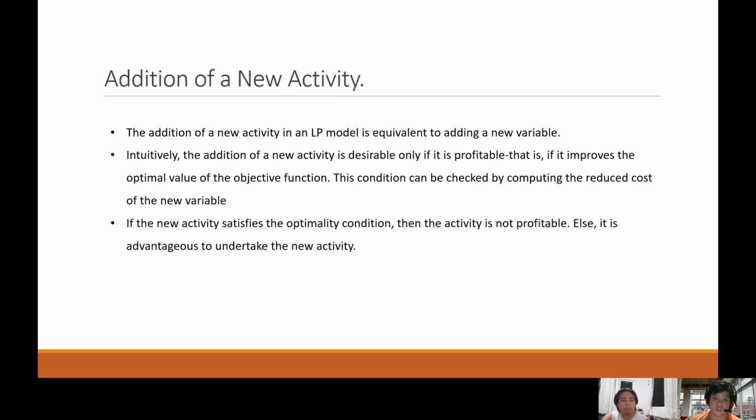Addition of a new activity. The addition of a new activity in the LP model is equivalent to adding a new variable. Intuitively, the addition of the new activity is desirable only if it is profitable, that is, if it improves the optimal value of the objective function. The condition can be checked by computing the reduced cost of the new variable. If the new activity satisfies the optimality condition, then the activity is not profitable. Else, it is advantageous to undertake the new activity.